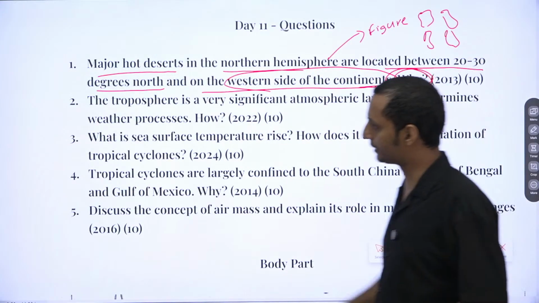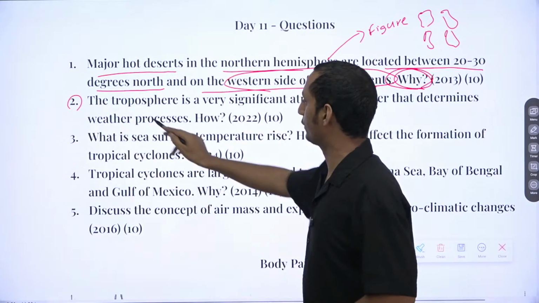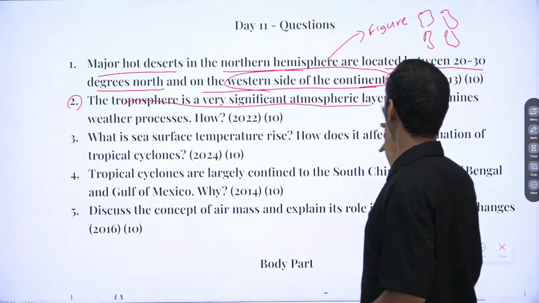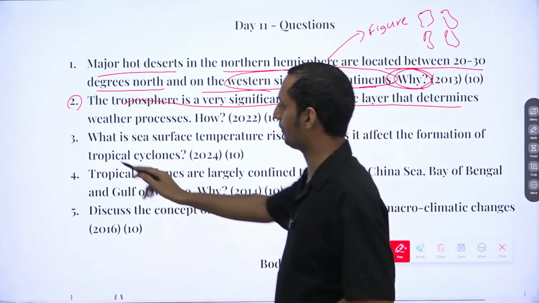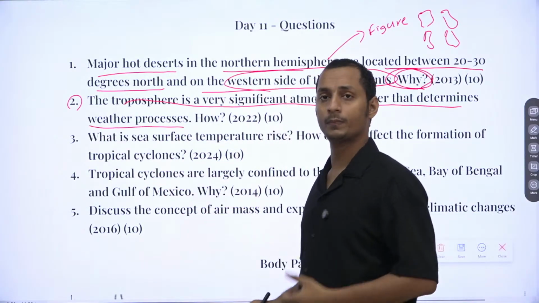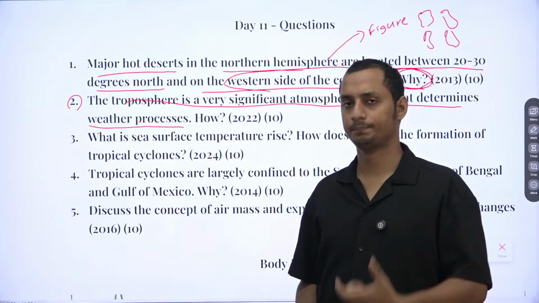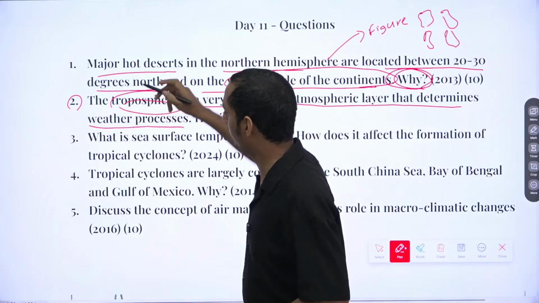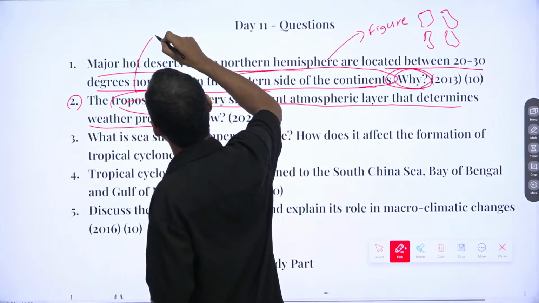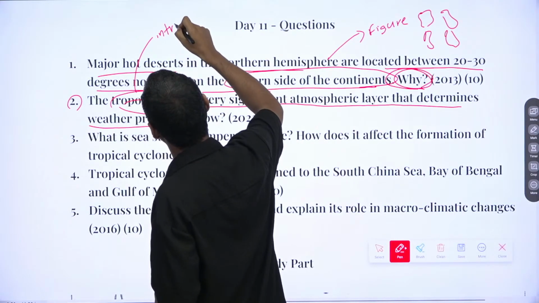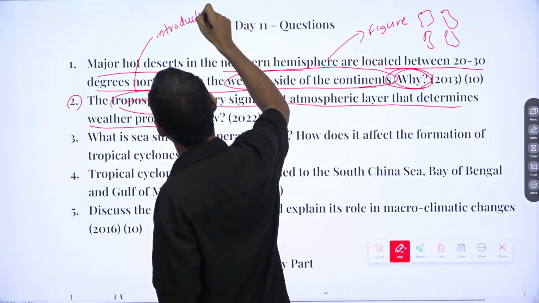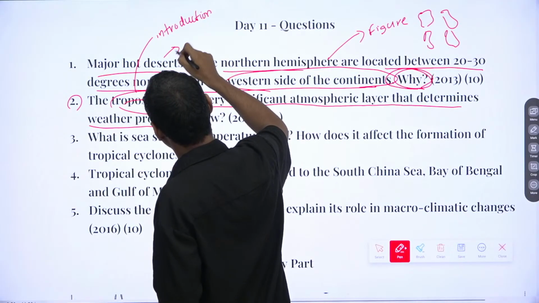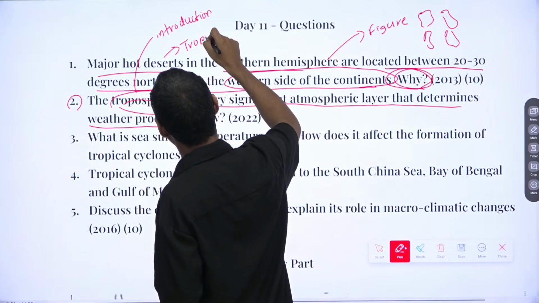Now for the second question: the troposphere is a very significant atmospheric layer that determines the weather process. So here, very general question, what can you provide in the introduction? You mention about the troposphere in the introduction.